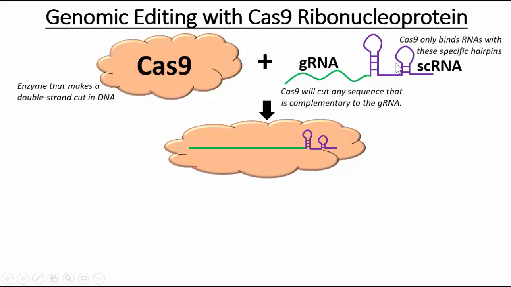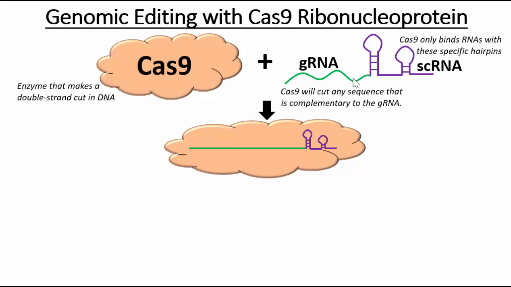Now, the scaffold simply contains a few hairpins that specifically bind to Cas9. So Cas9 doesn't bind just any RNA, it has to bind an RNA that has this scaffold in it, these hairpins over here shown in purple. Then Cas9 uses the attached guide RNA to seek out similar or complementary DNA sequences, and anytime it finds a complementary DNA sequence, it will cut it. But there's a little bit more nuance to that.